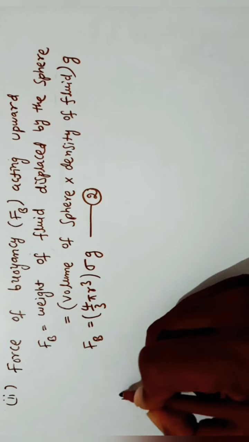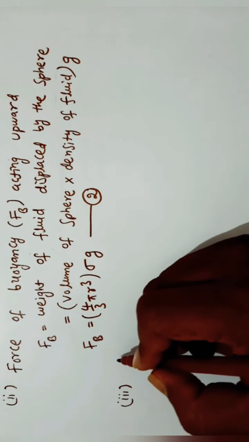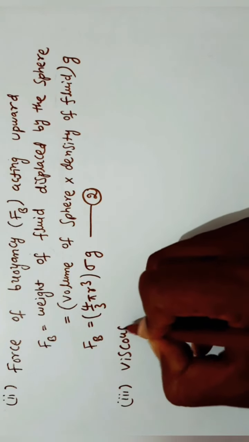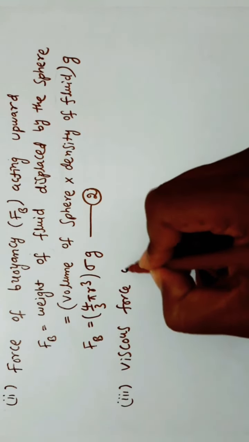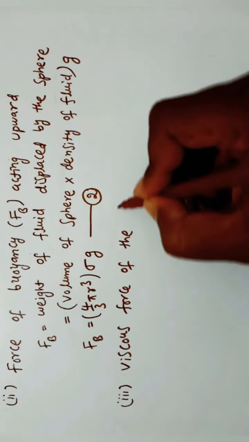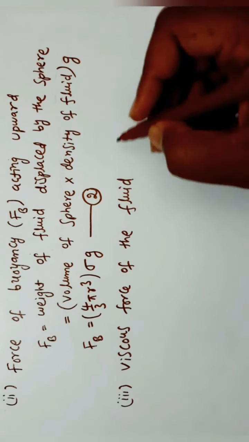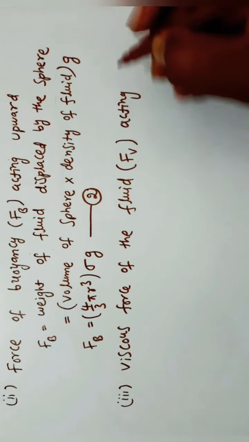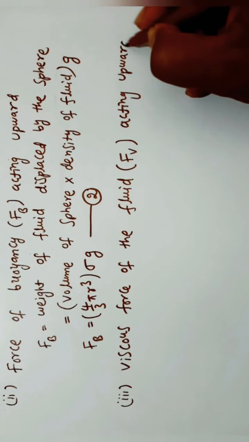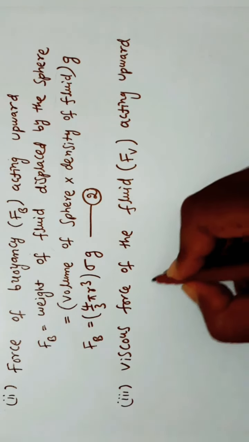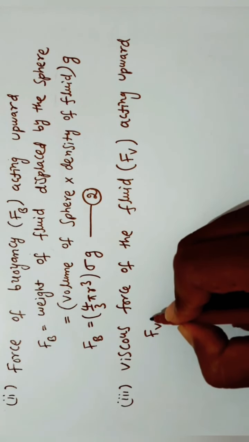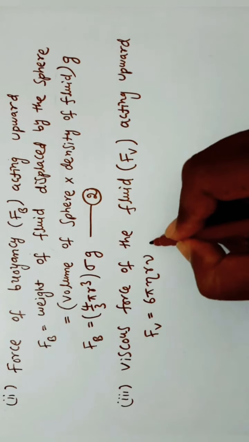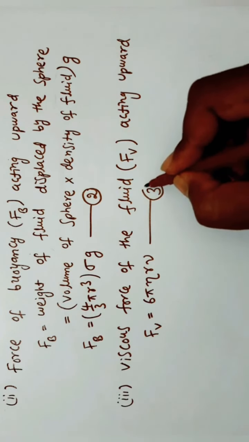The third force is the viscous force of the fluid acting upward. So that is Fv is equal to 6 pi eta r v. Let us take this as equation 3.